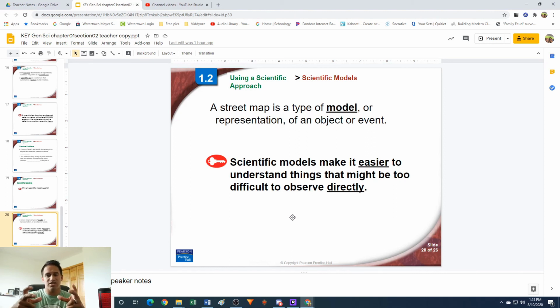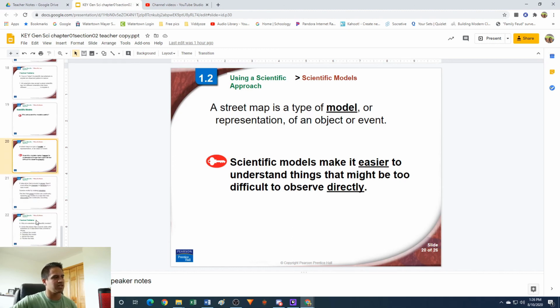So maybe I'll make instead a small physical replica of the building so I can look at it and go, oh, yeah, that looks pretty good. Yeah, it's about the right size. And I really like the way that this architecture works. So I'm going to make a model. Or I'm going to draw it out on paper so I can now see it with my eyes rather than just thinking about it in my head. So models are just primarily used to make things easier for us to visualize because it might be too difficult for us to visualize or observe them directly because they don't exist.